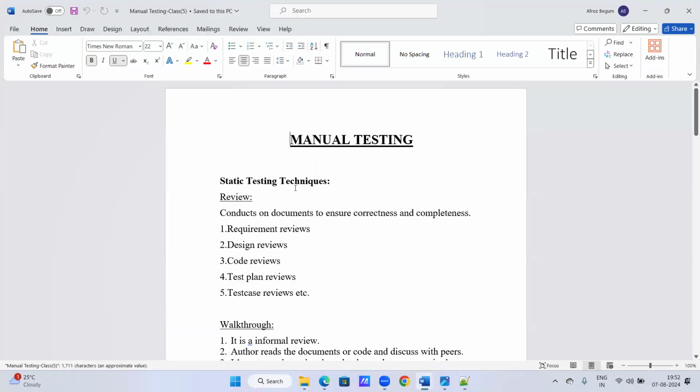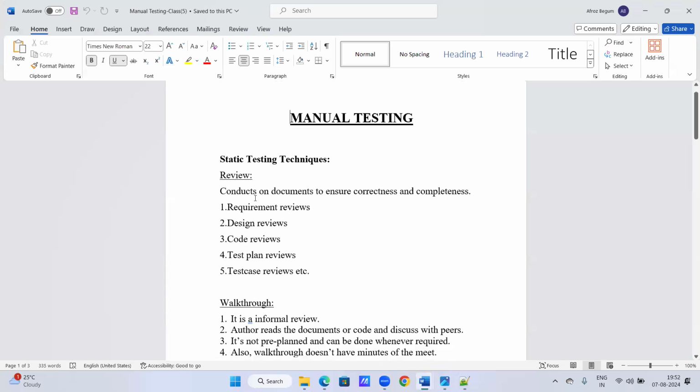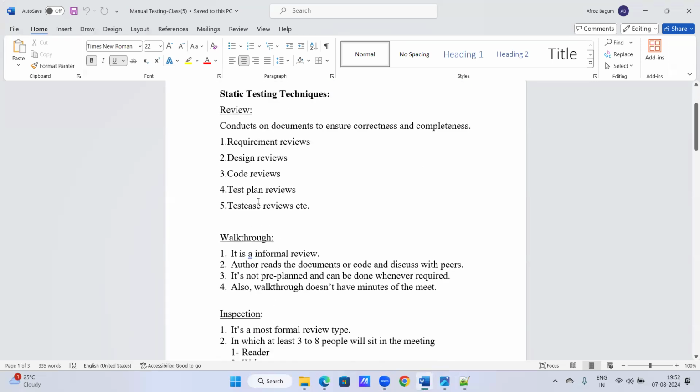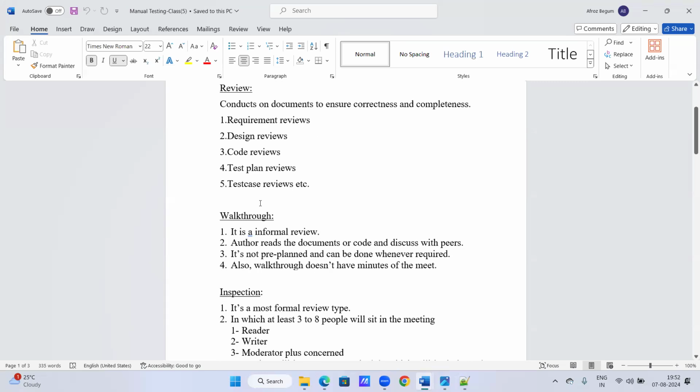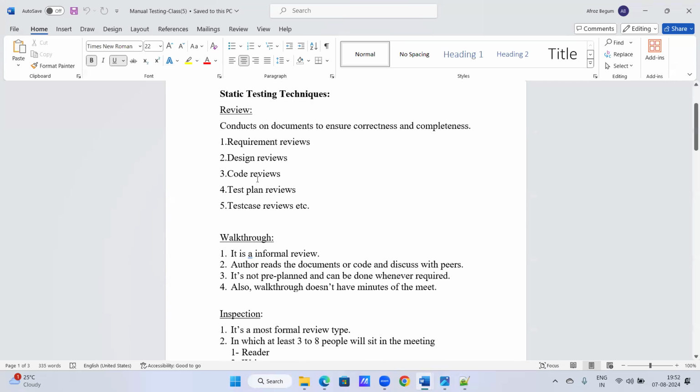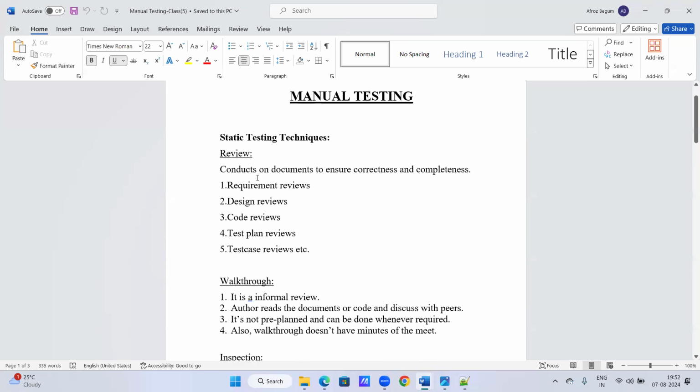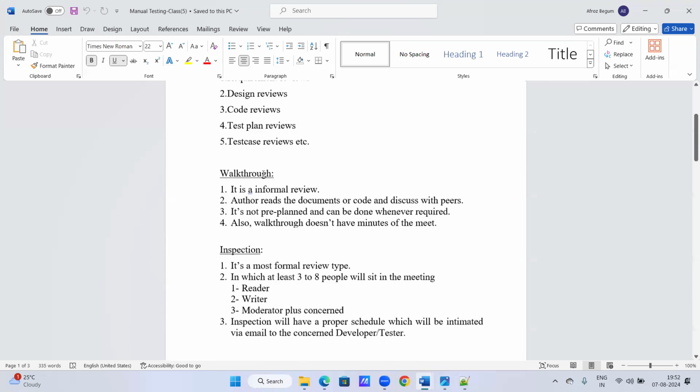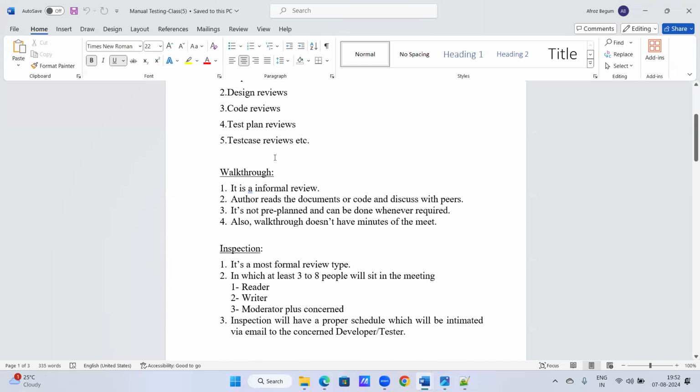So here you see static testing techniques, right? We already know these static testing techniques: review, walkthrough, inspection. That's why I'm saying just be patient. I will discuss everything. You asked me what review, walkthrough, and inspection are. There is detailed information that I am going to discuss with you.